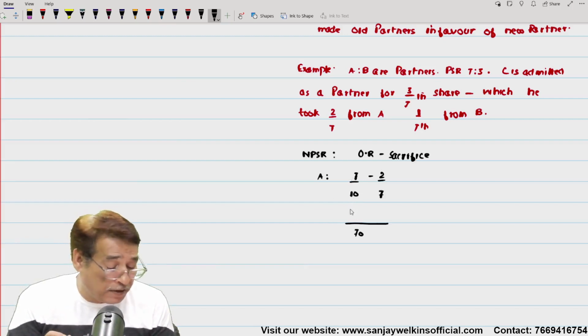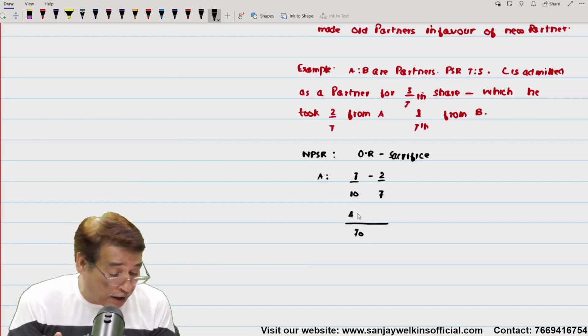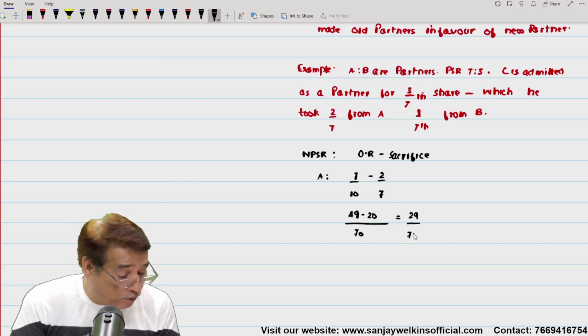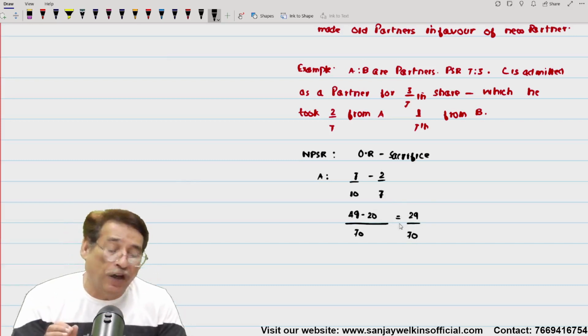Now you multiply 7 with 7, that is equal to 49. And similarly, it will be equal to 20. So that means A is left up with 29/70. So that will become what we call the new ratio of A.